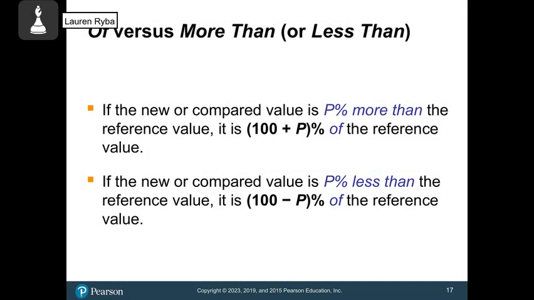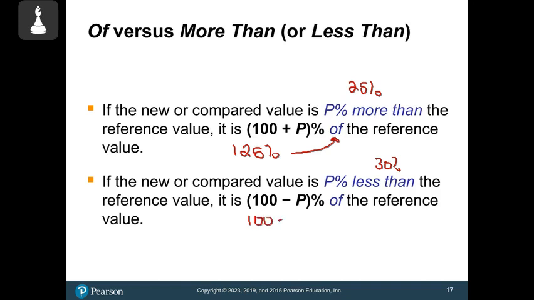Another way we can use percents is to compare more than or less than. If a newer compared value is so much percent more than a reference value, then it is 100 plus that percent of the reference value. So if I'm 25% more than something, it means I am 125% of the reference value. And the same works for less than. So if a newer compared value is some percent less than, so let's say 30% less than the reference value, you take 100 minus 30, 70% of the reference value. So you can go between the 'of' and the 'less than' or 'more than'.